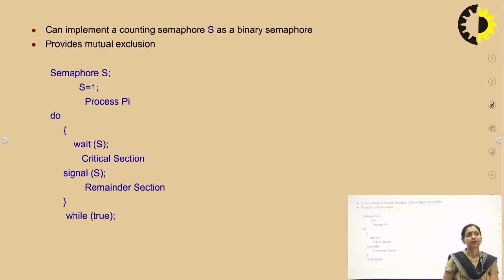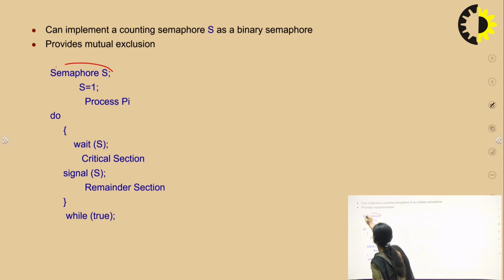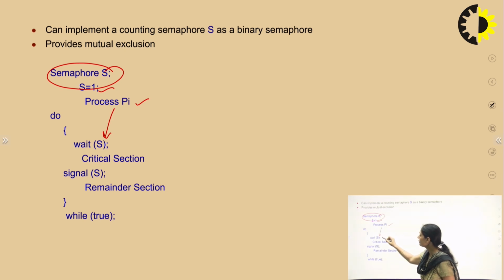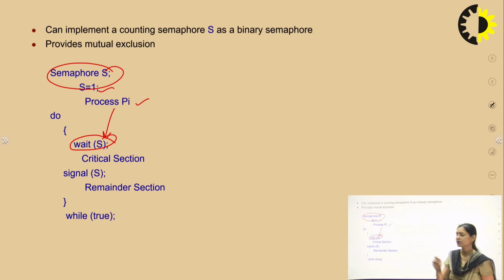Now we can implement a counting semaphore by using the binary semaphore, which provides the concept of mutual exclusion. We have a section over here where we have a semaphore S whose value is initially 1, and we have different processes that are Pi. When a process enters, it will wait on the semaphore to execute.